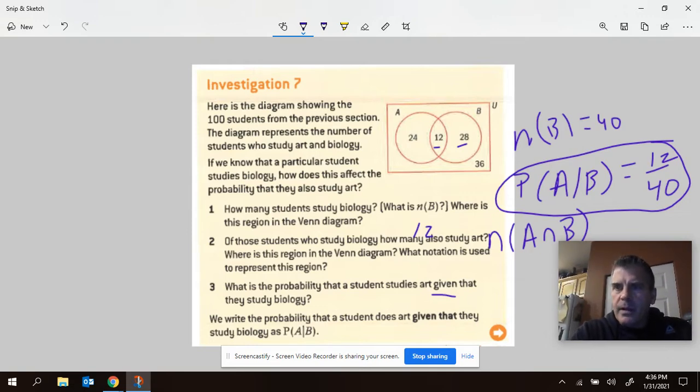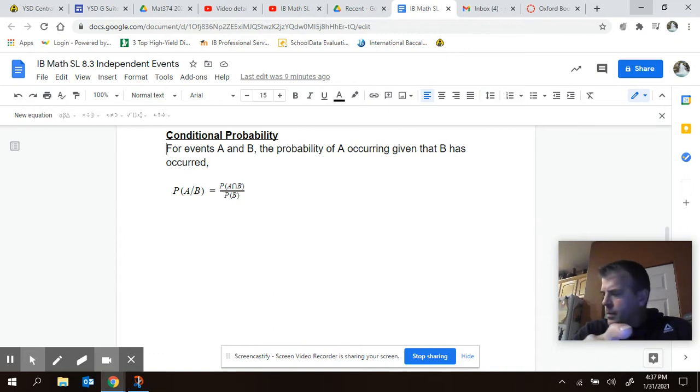So let's go back and look at the definition we're going to use here. This leads into the formula. The conditional probability goes this way. For events A and B, the probability of A occurring given that B has occurred. That's the idea of conditional probability. We're given that B is taking place, so what's the probability of A happening? And this leads right to and right from what we just did.